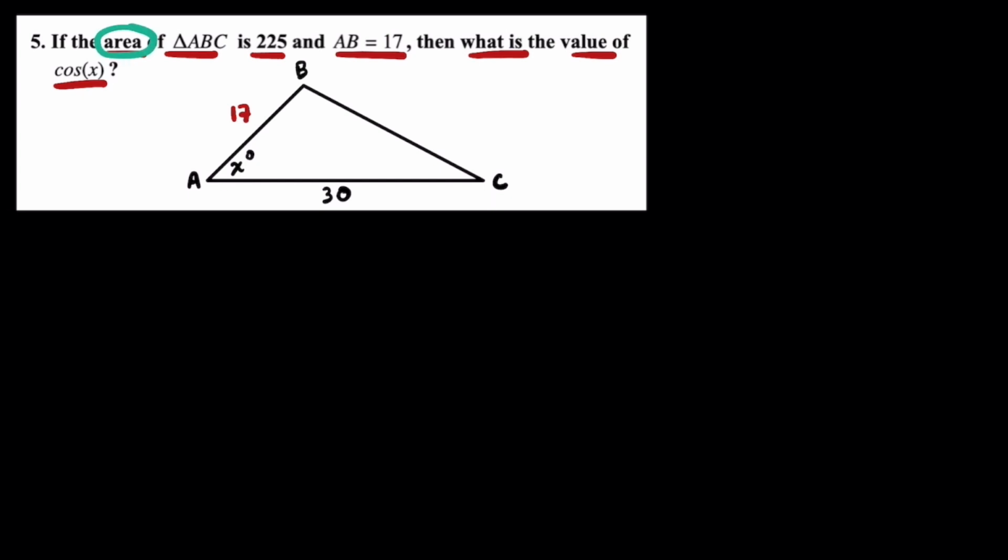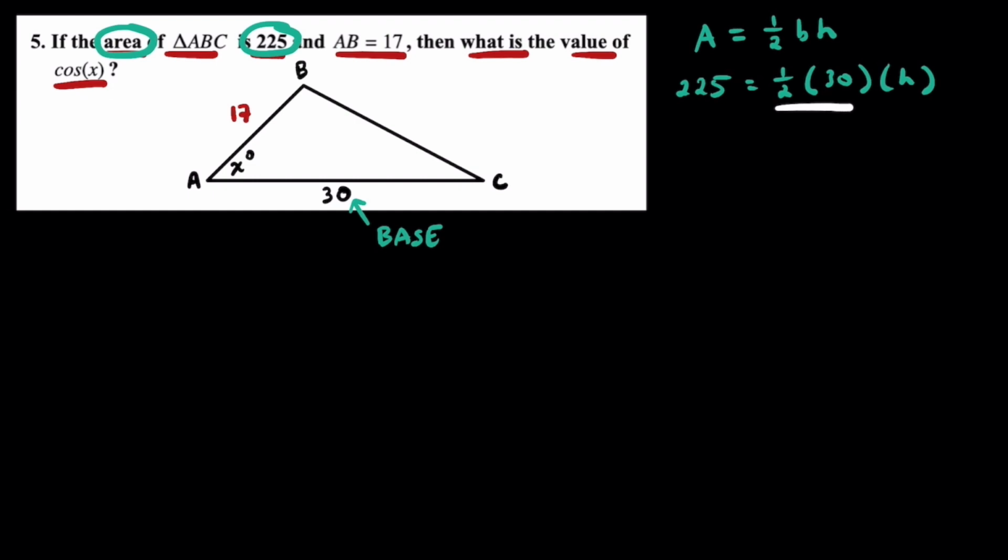Because they told us the area of a triangle, we should maybe think about what that formula is. So area is equal to 1/2 base times height, or you can say base times height over 2, either one's okay. And we already know the base of this triangle, which is equal to 30. Substituting in the 225 that we already know for the area, we can say that 225 is equal to 1/2 times the base, which is 30, times the height.